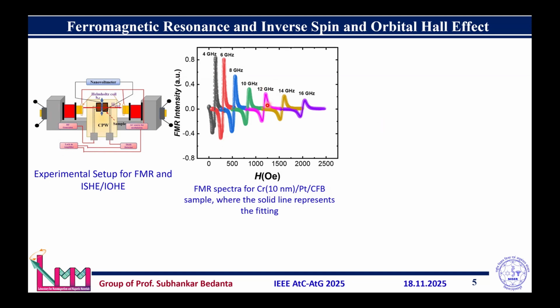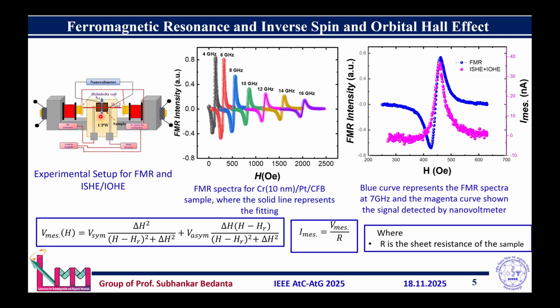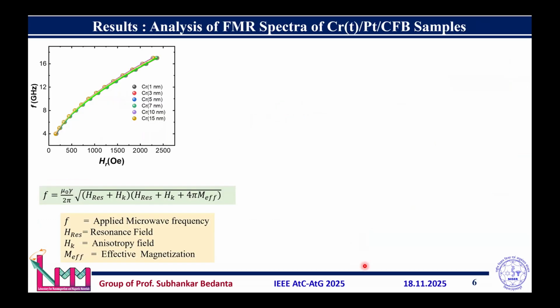The dark lines suggest the fitting of this FMR derivative spectra. For the detection of the inverse orbital or inverse spin Hall effect, we have put a nanovoltmeter and put the contacts on the sample edge to detect the voltage. This blue curve represents the FMR spectra of the chromium 10 nanometer sample, and this magenta curve is the inverse signal we detect from the nanovoltmeter. This is a Lorentzian signal which can be fitted by this equation, which has both symmetric and antisymmetric parts. The symmetric part majorly comes from the orbital and spin pumping, and the antisymmetric part comes from the rectification signals from the ferromagnet. I measured the current by dividing by the set resistance of the sample.